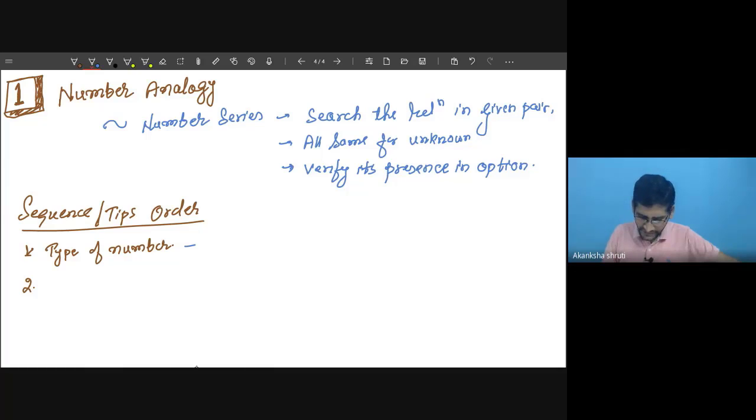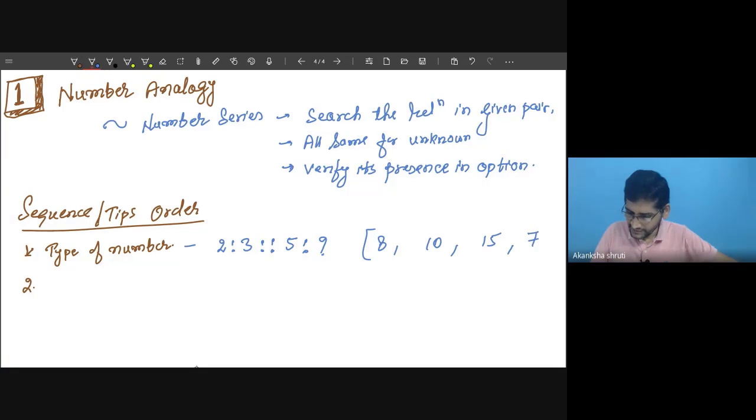For example, if I am taking say 2 is to 3, double is to 5, is to what? And in the options it is given that say 6, or let us leave the 6, let us take this as 8 or 10 or say 15, or let me take this as 7 also.